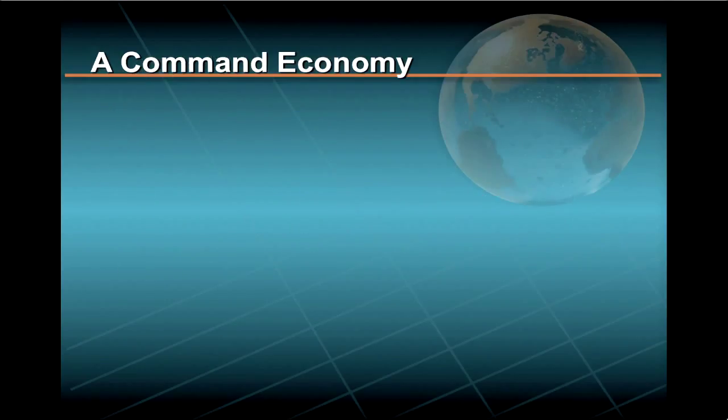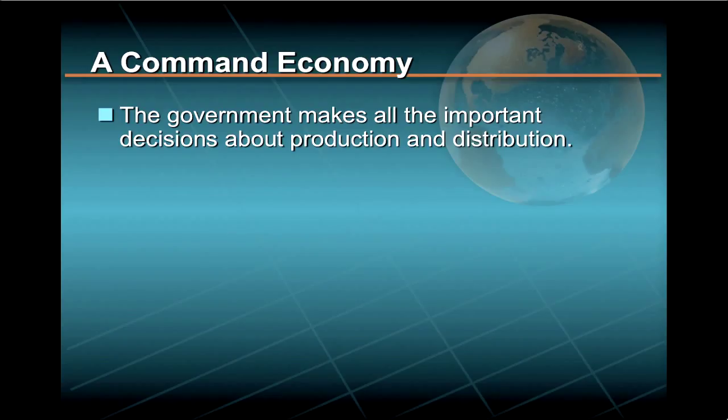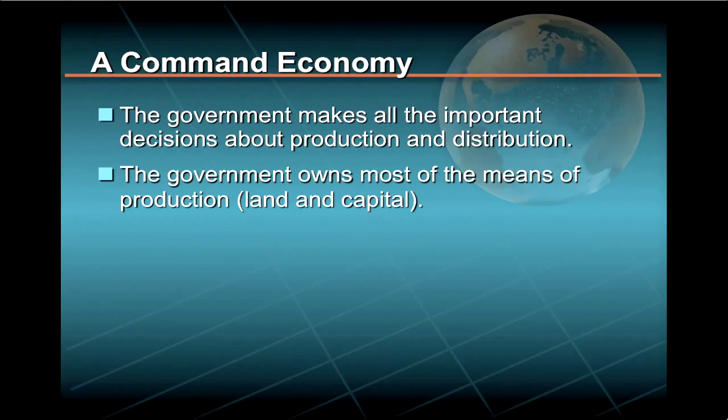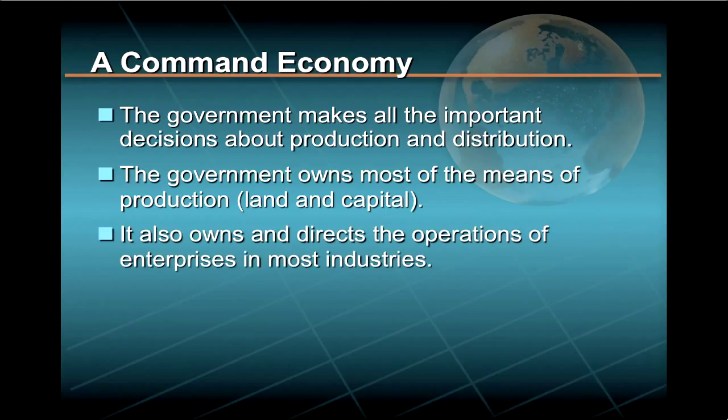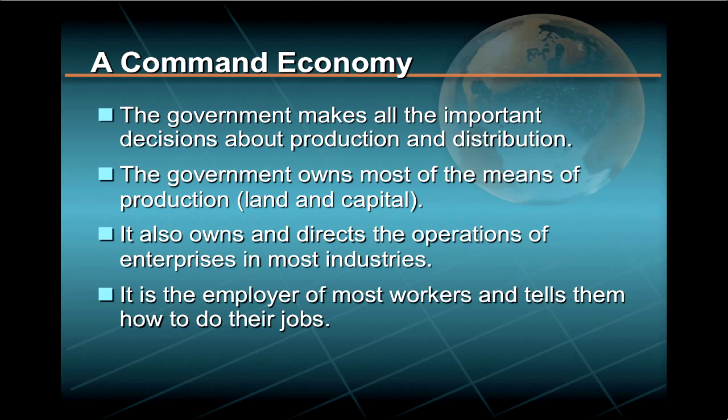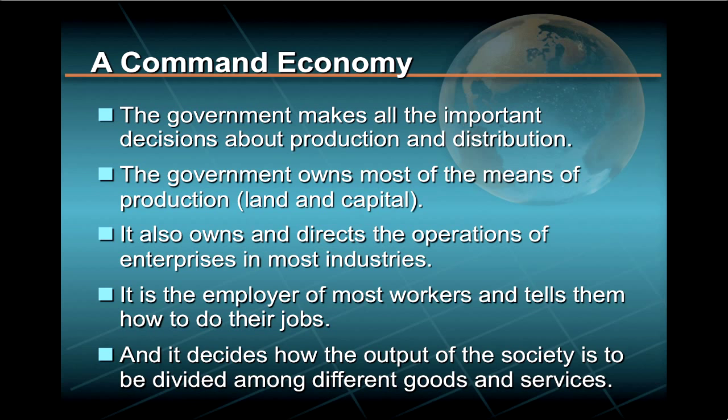In contrast to Adam Smith's free market economy and America's mixed economy, a command economy is one in which the government makes all the important decisions about production and distribution. In a command economy, such as the one which operated in the Soviet Union, the government owns most of the means of production, land and capital. It also owns and directs the operations of enterprises in most industries. It is the employer of most workers and tells them how to do their jobs. And it decides how the output of society is to be divided among different goods and services.